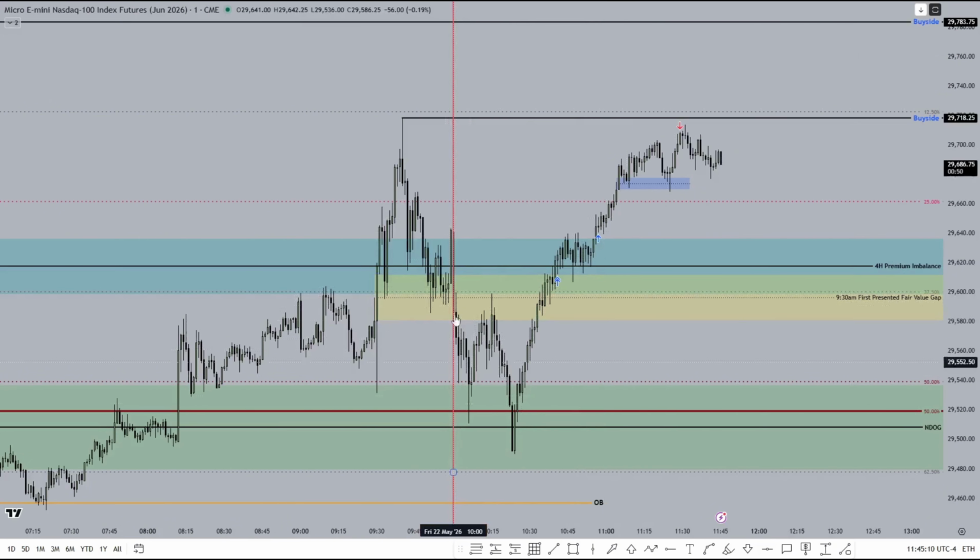So after all the time has been met, after the news, we had this manipulation into our discount key levels, into the opening range gap midpoint, and then we traded above the first presented fair value gap. That is when we can start trusting this, okay, to be used as support on price. As we can see, it is being used as support on price.